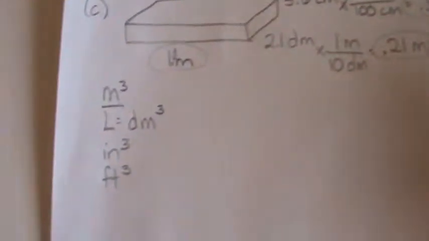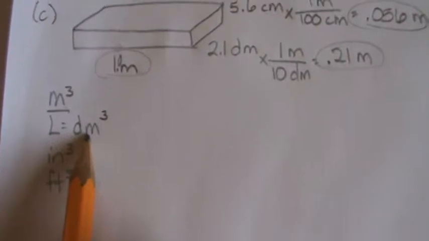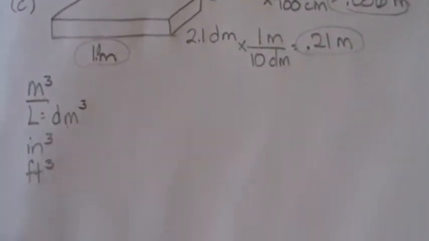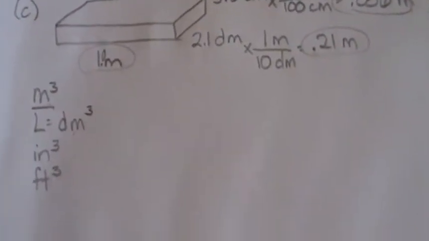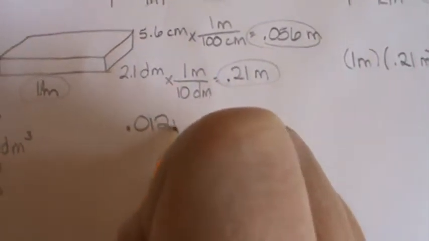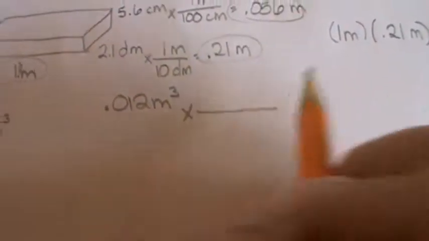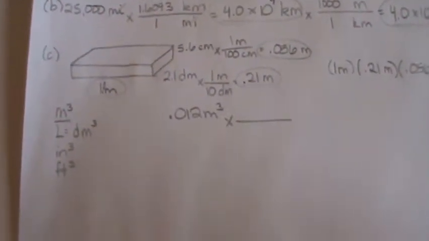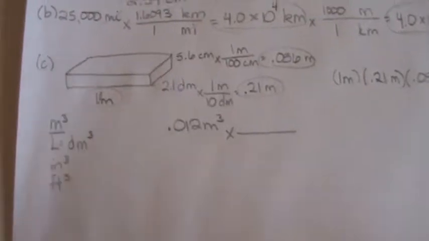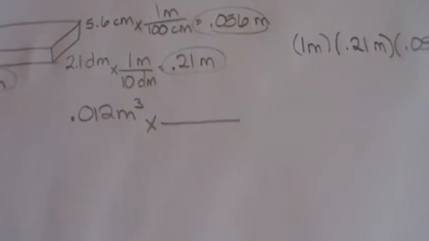All right, now the next one is decimeters cubed. Now, this can be a little bit tricky. We have to convert a cube to a cube. Okay, so we use our last answer, 0.012 meters cubed. Okay, but we don't have a conversion factor that looks at meters cubed to decimeters cubed. So again, remember that a liter and a decimeter cubed are the same thing. That's why we're going to use decimeter cubed.